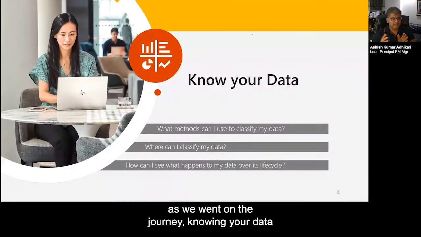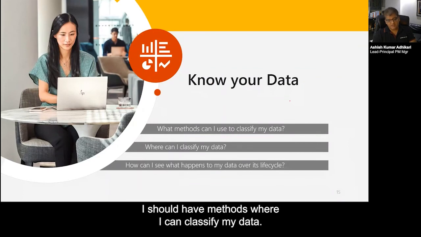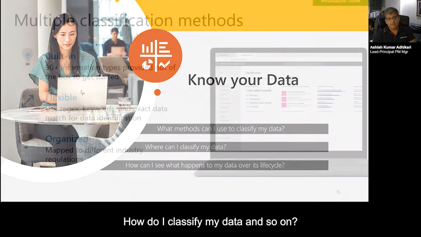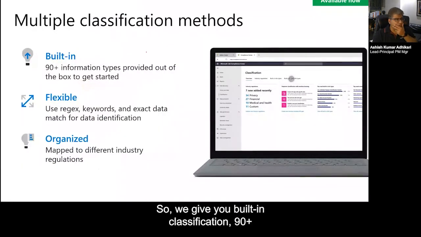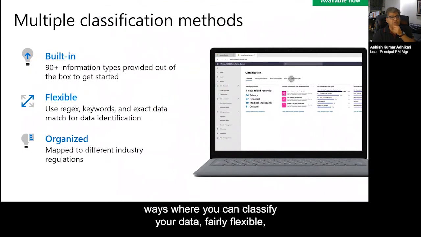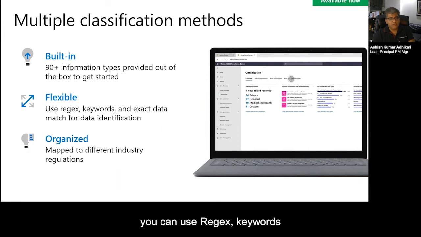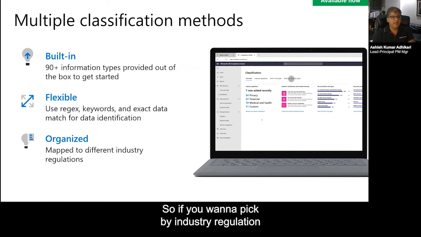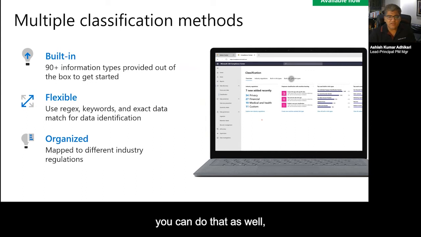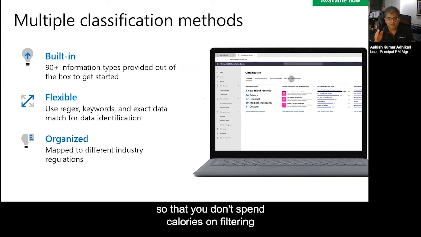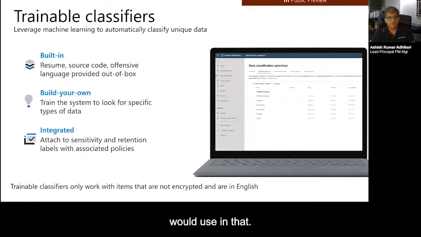So first things first, as we were on the journey of knowing your data, I should have methods where I can classify my data. How do I classify my data and so on. So we give you built-in classification, 90 plus ways where you can classify your data. Fairly flexible. You can use regex, keywords, EDMs as I shared. It's fairly organized to different industry regulations. So if you want to pick by industry regulation, you can do that as well, so that you don't spend calories in filtering and indexing what all classification types that you would use in that.